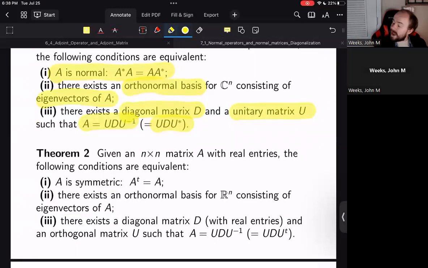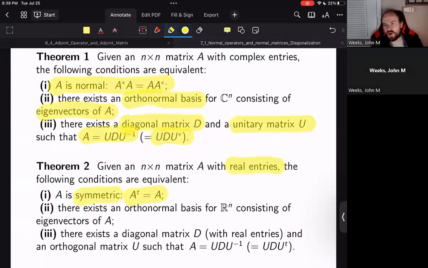Now that works the same way in terms of real entries here. But remember that we don't get this orthonormal basis for Rn unless we're looking at symmetric matrices, ones where A transpose is equal to A. So we don't get something as strong as, say, something that is normal in terms of the real entries. Because remember, just like we saw in the previous example, those eigenvalues could still have complex components.